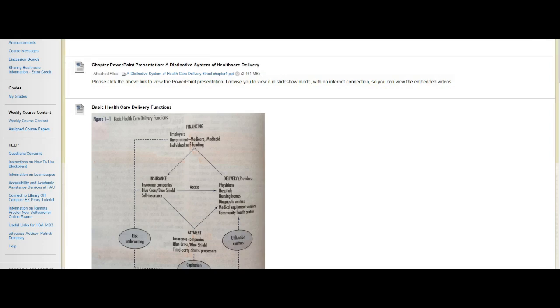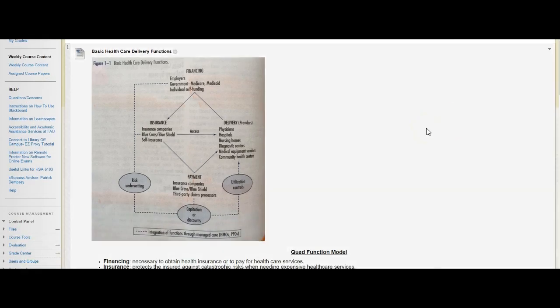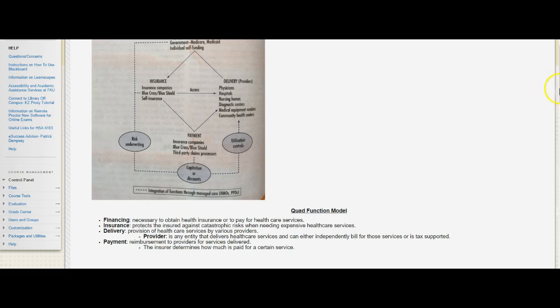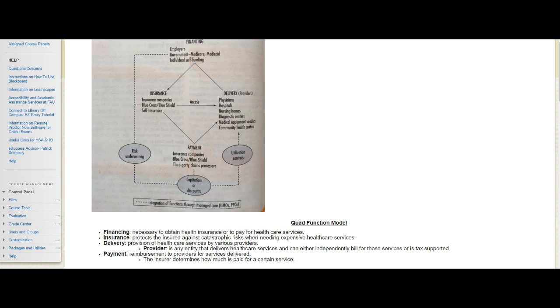Below that, I just wanted to touch very briefly on the basic components of a healthcare delivery system. So the 4 primary components, let me scroll back up here, is financing, insurance, delivery, and payment. So when we're talking about financing, it has to do with obtaining health insurance or to pay for healthcare services. Now, insurance is typically protecting the insured against catastrophic risks when needing expensive healthcare services.